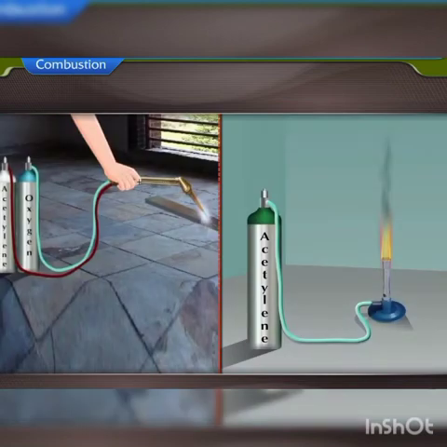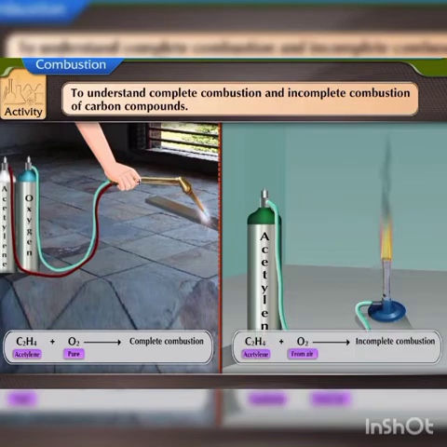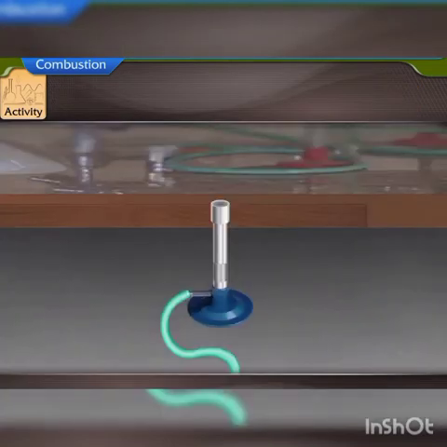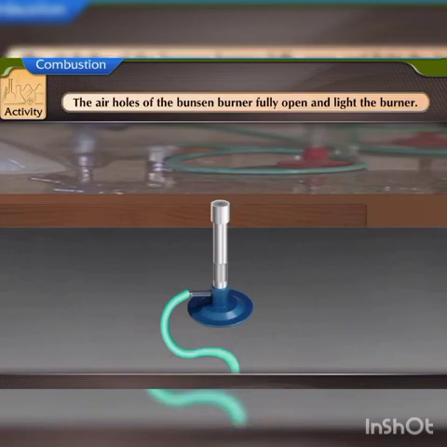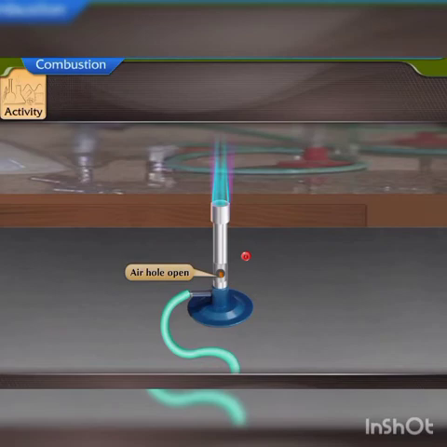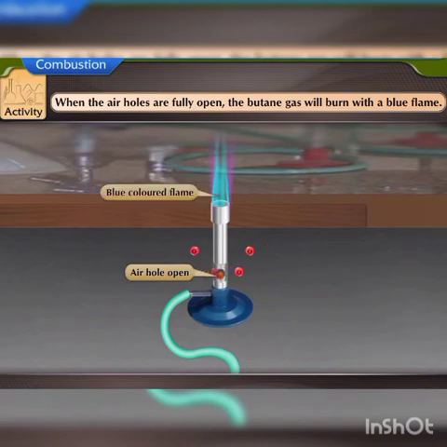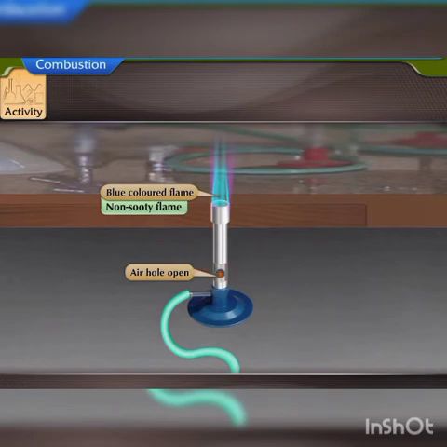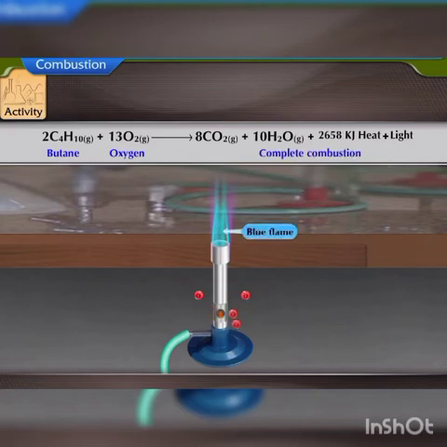Let us perform the following activity to understand complete combustion and incomplete combustion of carbon compounds. We shall be using a Bunsen burner for this activity. First, keep the air holes of the Bunsen burner fully open and light the burner. We see that when the air holes are fully open, the butane gas present in the burner burns with a blue flame or a non-sooty flame. In this case, the saturated hydrocarbon butane undergoes complete combustion. The color of the flame is blue.